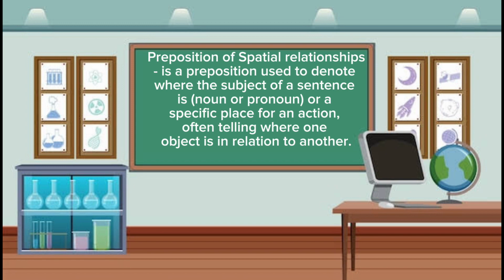Preposition of spatial relationship is a preposition used to denote where the subject of a sentence, a noun or pronoun, or a specific place for an action is, often telling where one object is in relation to another. So here are some examples.